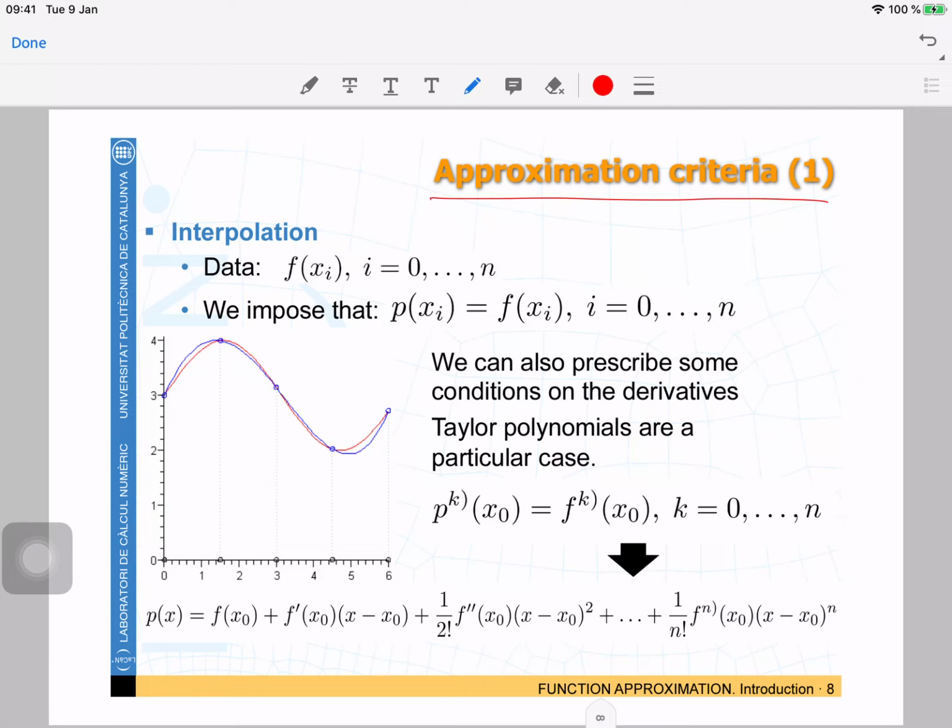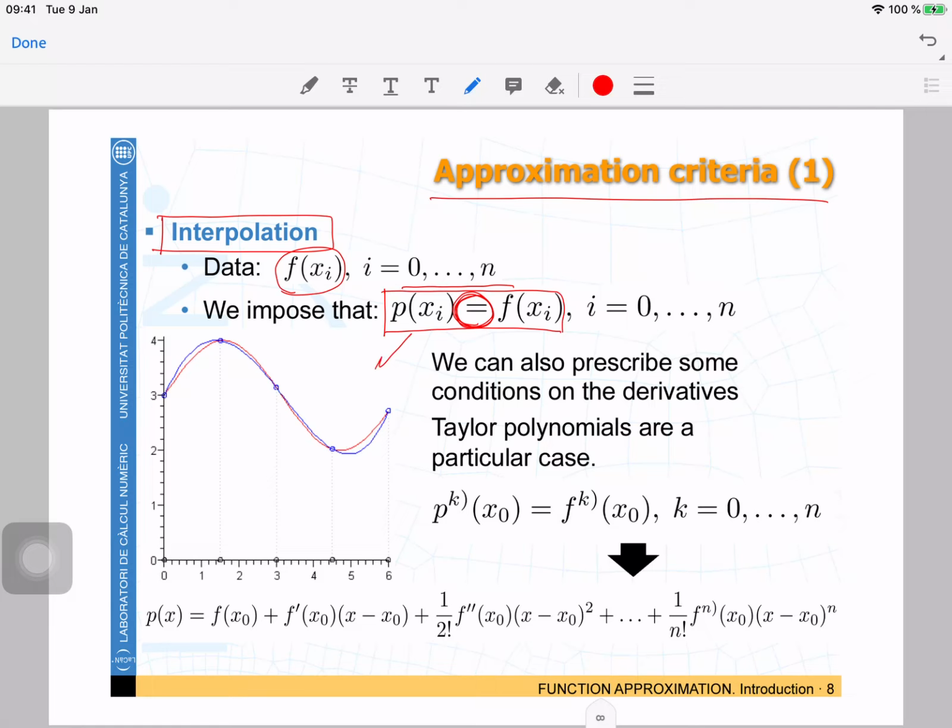The second ingredient of approximation methods is the approximation criteria. The first criterion, we call it interpolation. For interpolation, we assume some data points (x_i, f(x_i)) for n+1 points, and we impose the equality of the approximation and the original function for each point. Okay, so this equality is very important in interpolation when we have to satisfy that.